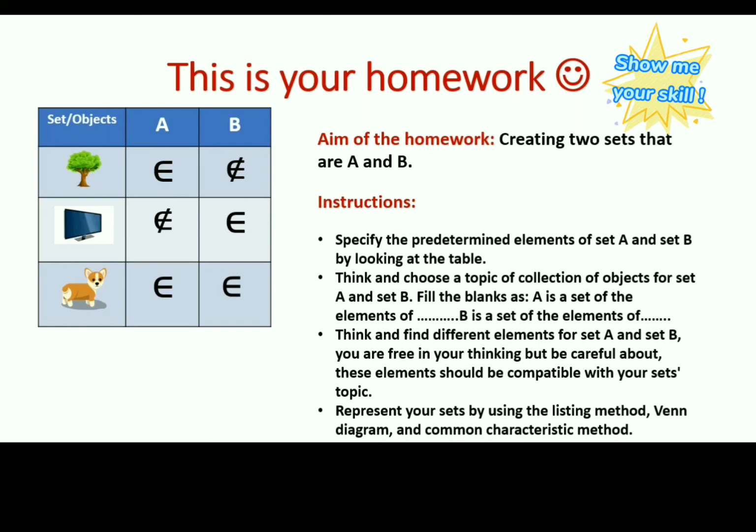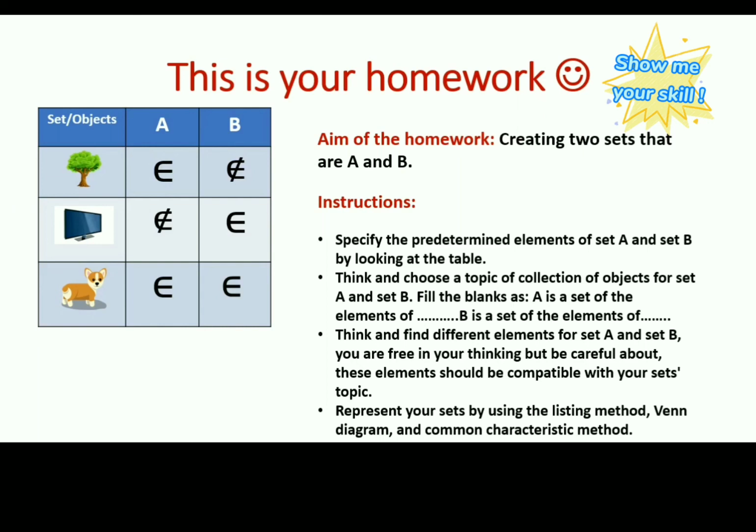Aim of the homework. You will create two sets that are A and B. Some elements of these sets are predetermined. You can see these elements in the table. Instructions. You will first specify the predetermined elements of set A and set B by looking at the table. Then, think and choose a topic of collection of objects for set A and set B. And then, fill the blanks for your sets.